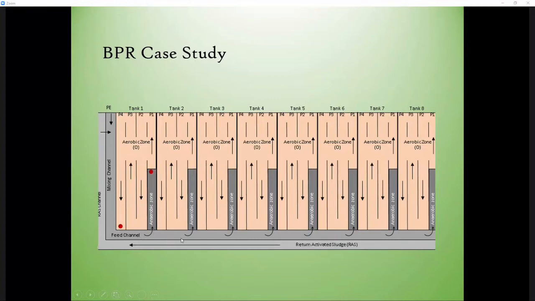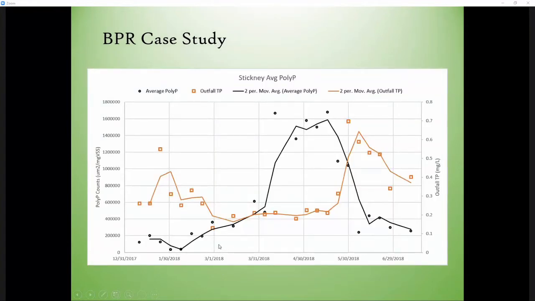Each one of our aeration basins has 8 tanks. And so for each one of these separate tanks, the air was turned off at that first half of the first pass. We collected our sample here at this red dot from the anaerobic zone, and then we collected our aerobic zone sample from the end here. And then we monitored the PAOs and compared it with the outfall total phosphorus.